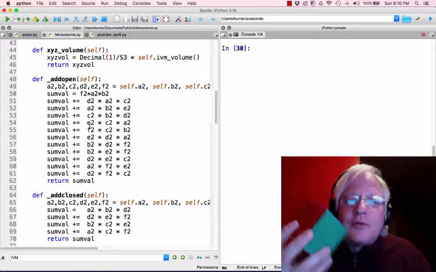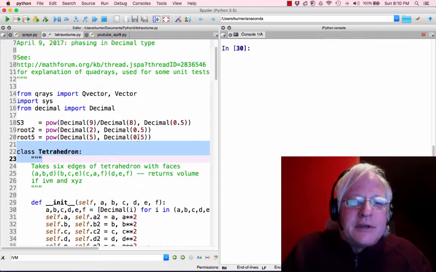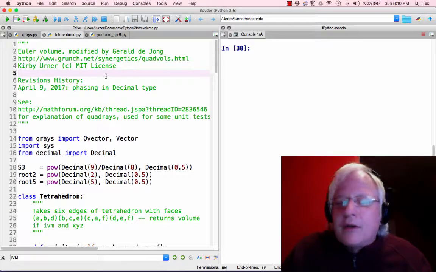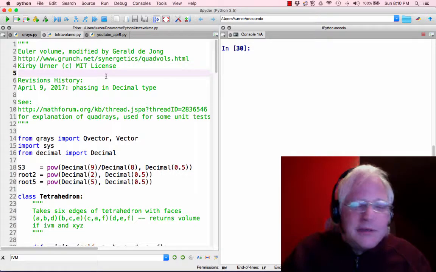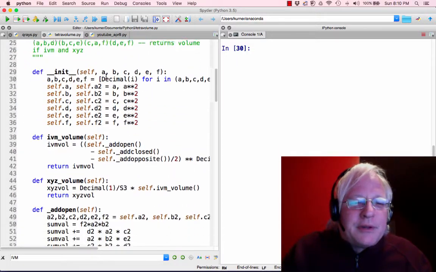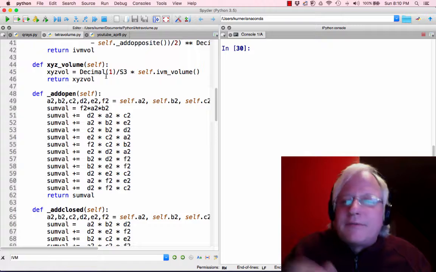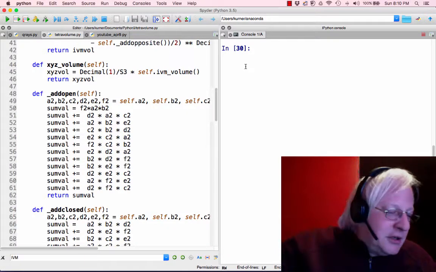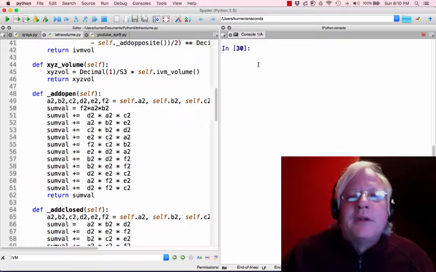It's pretty much the whole purpose of this tetrahedron class to munch through a method for computing volume based on edge lengths only. And I credit Gerald de Jong for tweaking things that Euler did. He derived it on his own, having been inspired by Euler. He can tell the story of how he came up with this code. This is some of the stuff we did on Synergetics L back when quadrays were still fresh in our minds.